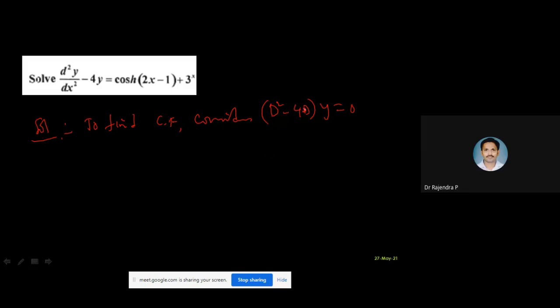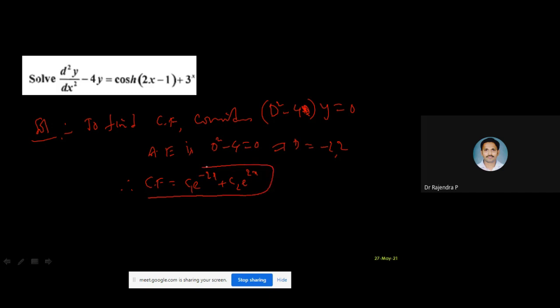D square minus 4 into y is equal to 0. It's a second order equation. What is your auxiliary equation? D square minus 4 equals 0. What are the factors? D plus 2 into D minus 2, so the roots are minus 2 and plus 2, which are real and distinct roots. So your complementary function is c1 e power minus 2x plus c2 e power 2x. Everybody is able to write up to this? No problem, I think.